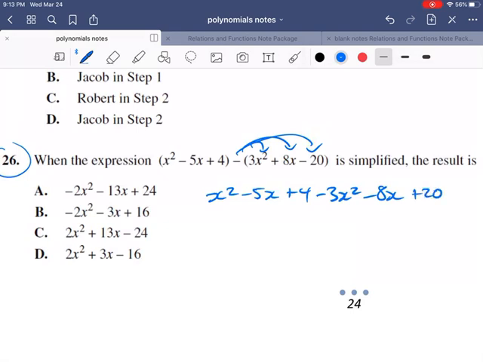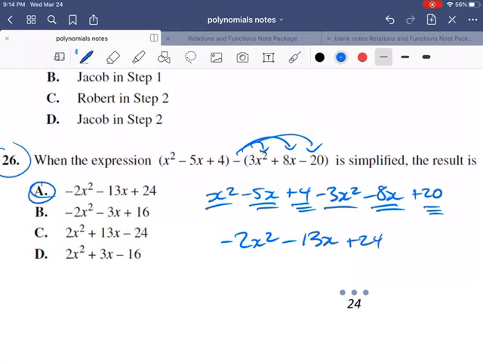So go through, highlight your like terms. X squared minus 3x squared is negative 2x squared. Negative 5x minus 8x is negative 13x. And positive 4 and positive 24 and positive 20 give us positive 24. And that's option A.